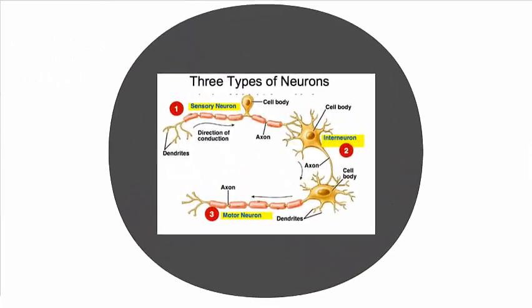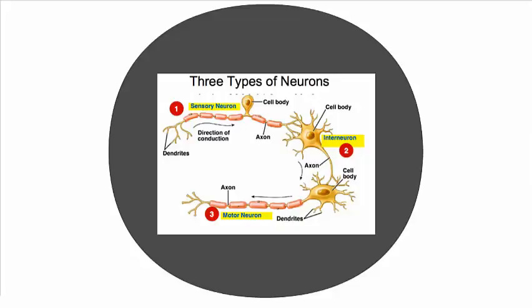As you can see, at the start there's a sensory neuron, which has dendrites in a direction of conduction. Then it goes into a cell body and passes through an axon in order to reach another cell body in the interneuron. Then it goes through another axon, which leads to a cell body that passes through another axon, and finally reaches the motor neuron.